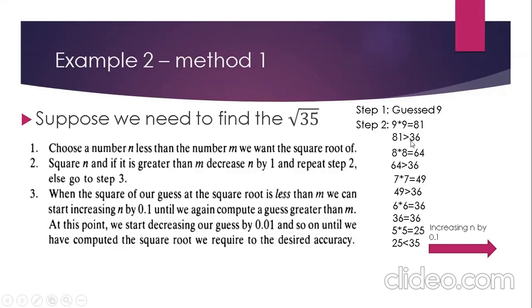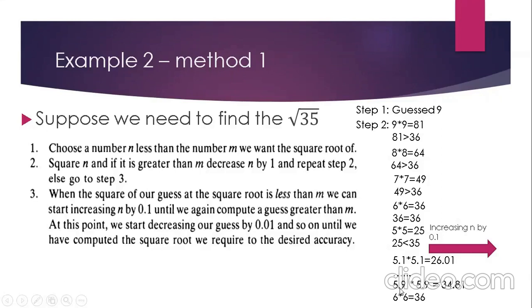Till now, when the value was greater, we were just decrementing by 1. Now when it is smaller than m, that is 25 is smaller than 35, we are going to increase the n value, that is 5, by 0.1. We increase the number by 0.1 and try to reach 35. So 5 plus 0.1 gives 5.1, and 5.1 into 5.1 is about 26. Then next we increment 5.1 plus 0.1 to get 5.2, and we get a result like that.